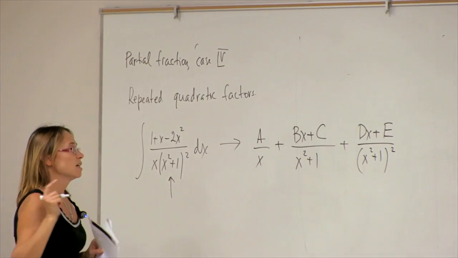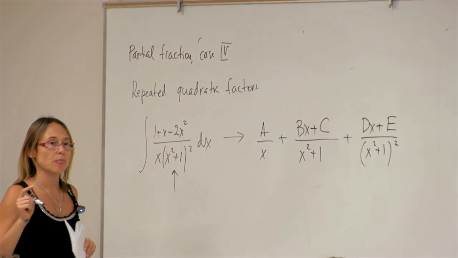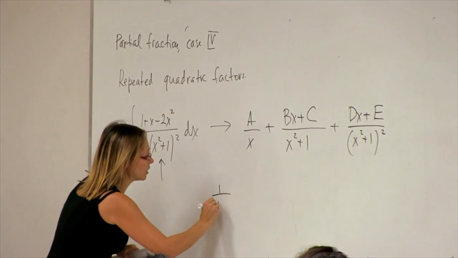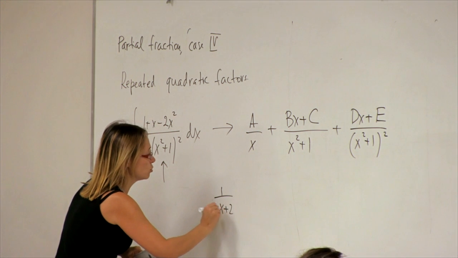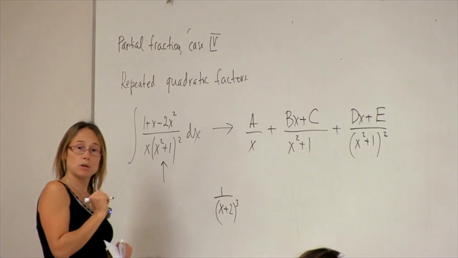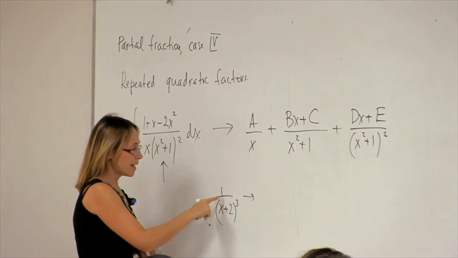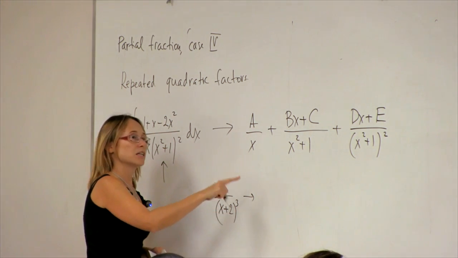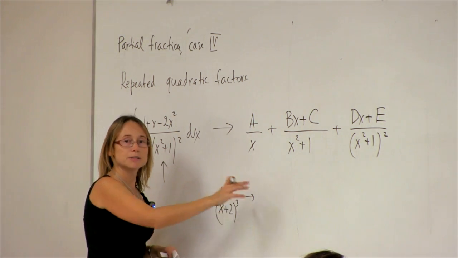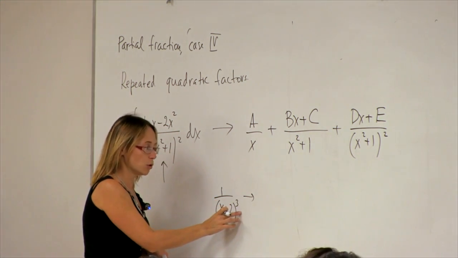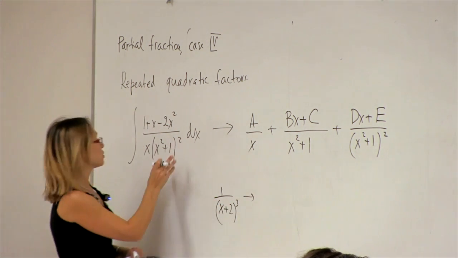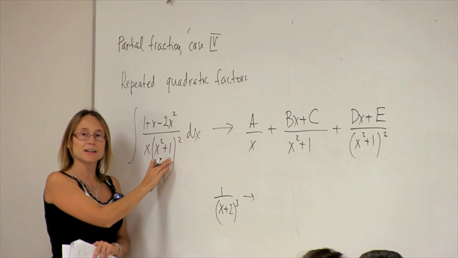Remember when we had repeated linear factors? For instance, if I had 1 over x plus 2 to the third power. This would end up giving me 3 terms. A divided by x plus 2 plus b divided by x plus 2 squared plus c divided by x plus 2 cubed. Okay? The same thing happens to irreducible quadratic factors if they're repeated.